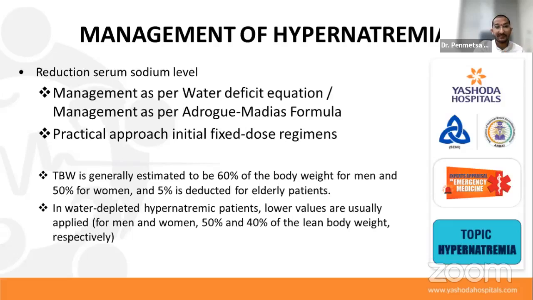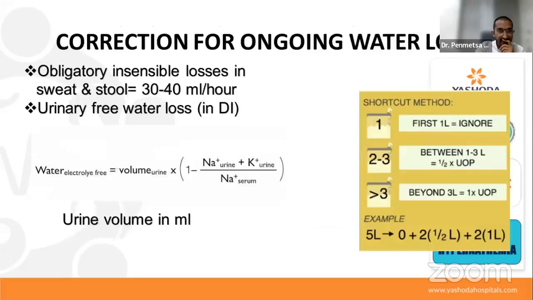Suppose someone presents to you with diarrhea for 3 days and their serum sodium is 175. When you're calculating for 175, it is 175 minus 140 divided by 140 into total body water. So your free water deficit is coming to around 7.5. Now, I cannot give this 7.5 liters in a single go, except if I know that this has developed within less than 2 days. Only in acute hypernatremia do you want to correct the entire total body water within 24 hours, so that this patient's sodium has to come down immediately to 145.